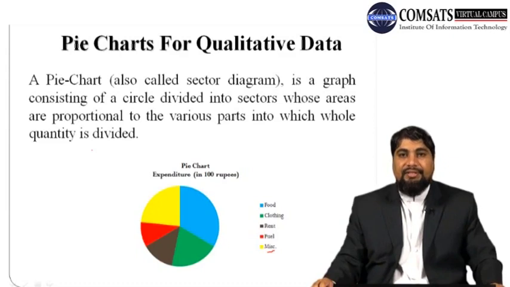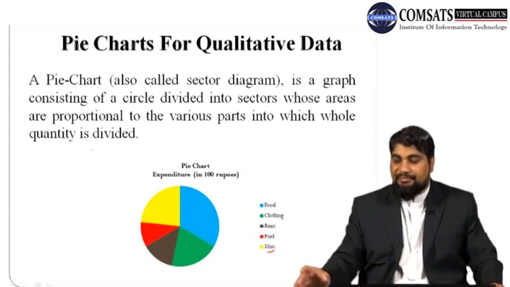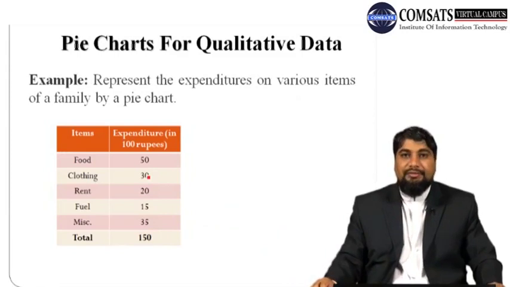Let us discuss the method of constructing a pie chart. Let us explain the idea of constructing a pie chart with the help of an example. Represent the expenditure on various items of a family by a pie chart. Here the data is given. In the first column we have items including food, clothing, rent, fuel, miscellaneous, and in the next column we have expenditure in 100 rupees.